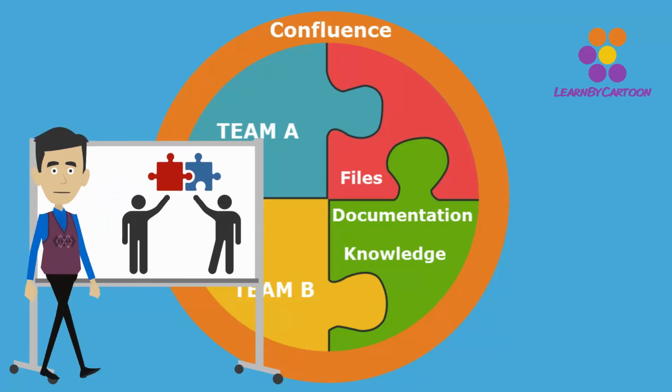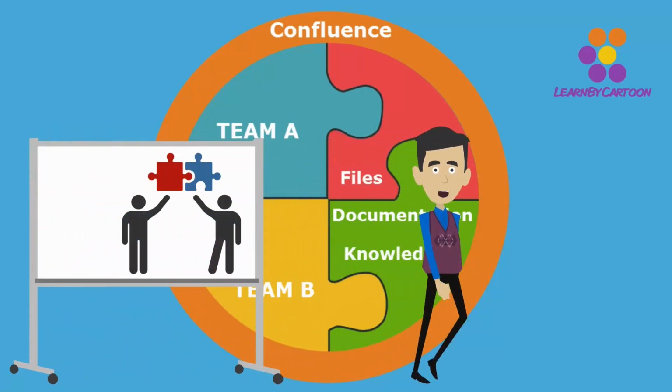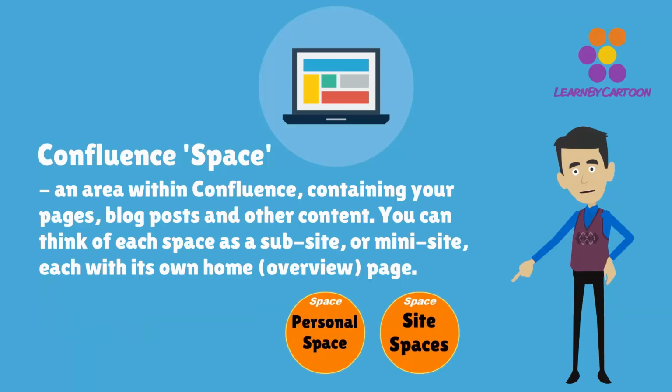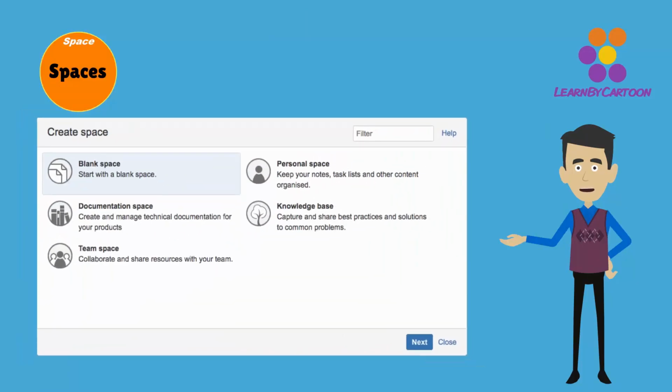Let's talk some more about what the term space actually means. You'll hear the word space a lot when using Confluence. A space is simply the term that describes a container for related content. Think of a space as a sub-site or mini-site within Confluence. There are 2 types of spaces: personal spaces for users to store their personal work, and site spaces. Site spaces are designed for collaboration and joint authorship of documentation. Several space templates are shipped with Confluence to help you get started. For example, there are space templates designed for team collaboration or for your documentation or knowledge base needs.